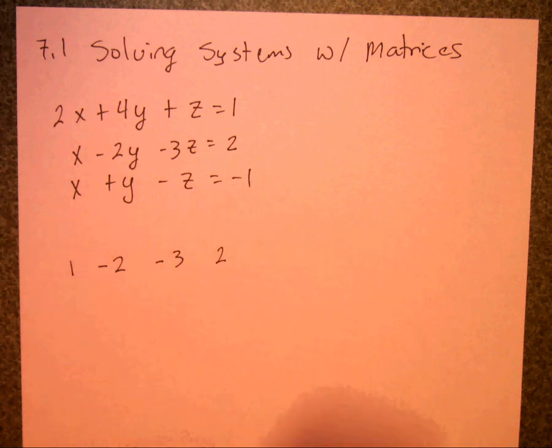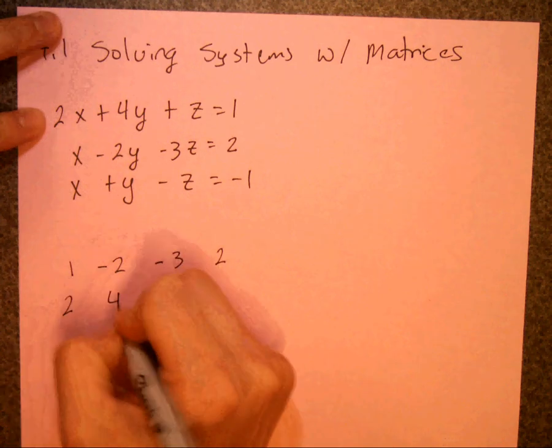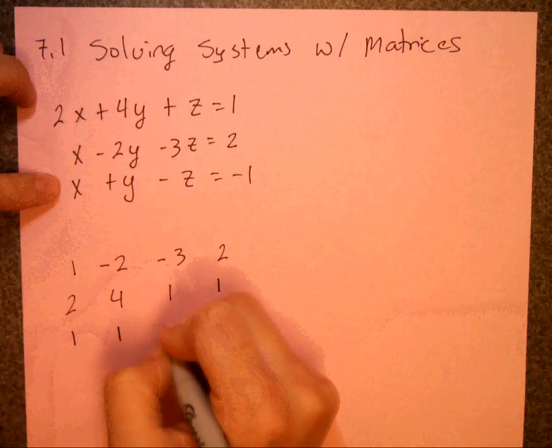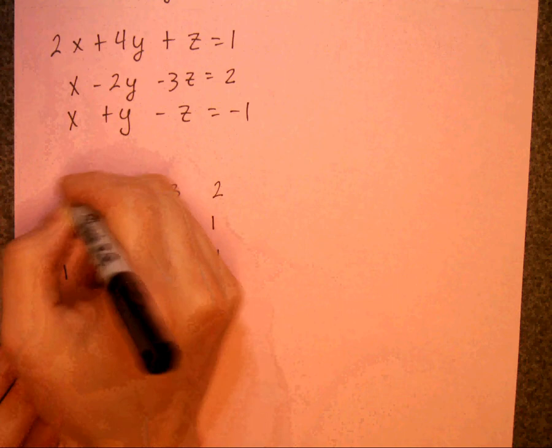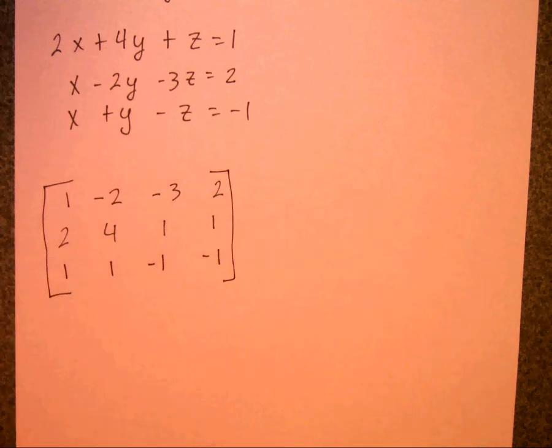And then the other orders don't really matter. So I'm going to put the first equation next, so 2, 4, 1, 1. And then the last, 1, 1, -1, -1. Before you get started, be sure to check that all your coefficients are correct and that you have negatives in the right spot. If you forget a negative, the whole problem from here on out is not going to be right.